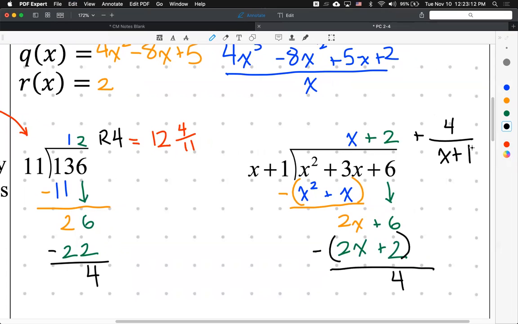That's long division with polynomials. And there were cute little shortcuts that we learned in Algebra 2, but those only worked in like 1% of the cases. In this lesson, I'm going over the other 99% of the cases.